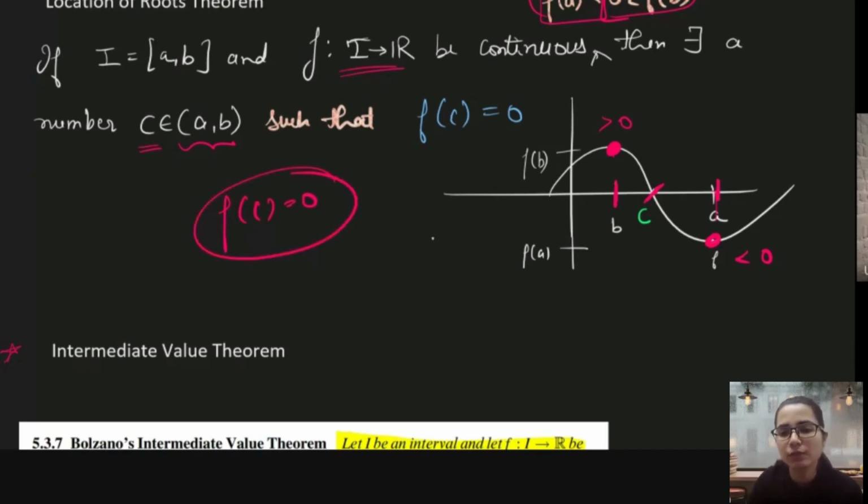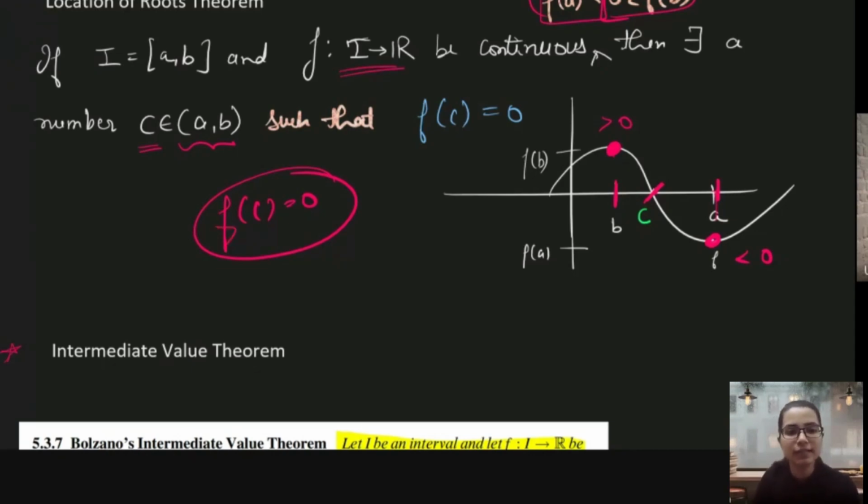And it is clear from the graph. That's how you get the idea. Because if you have a negative point and a positive point, and the graph is continuous, there is a connection. As the domain is connected, you don't have to lift up your pen, and you will always cross the x-axis. The point where you touch the x-axis will be the root of this function. So this is the basic idea.